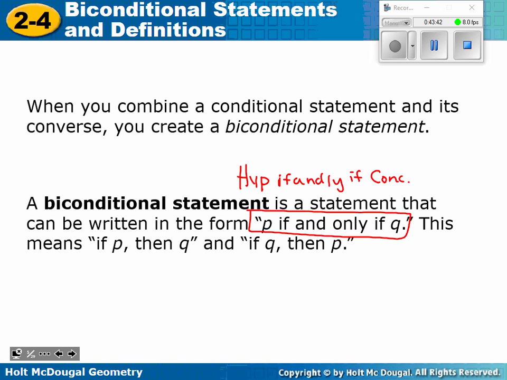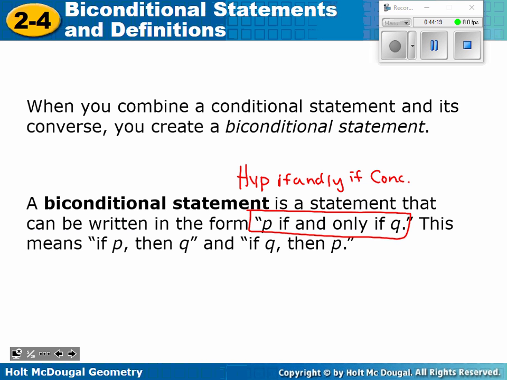So over here on the board, where we had if P then Q, if Q then P, you do not start with the word if. You start with P. So it is P if and only if Q. Biconditional symbolic notation goes both directions. That's what that means. So it means P implies Q and Q implies P. When you write it, you draw a double arrow, P with arrows pointing both directions, Q.